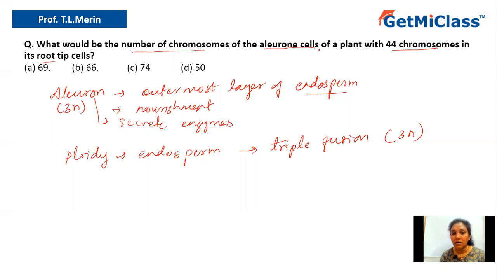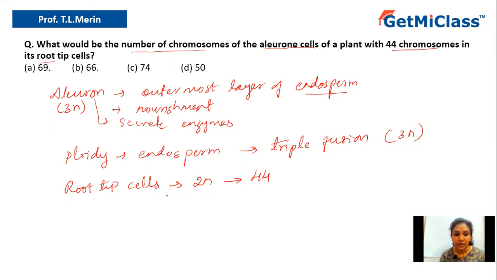Now, in the question it says 44 chromosomes in its root tip cell. Here the root tip cells are nothing but diploid cells, that is 2n cells. And what is the 2n number here? They have given 44. So if the diploid number is 2n, and we have to find out the 3n, we have to look for the ploidy level of the aleurone, which is 3n, and find the number of chromosomes in that.